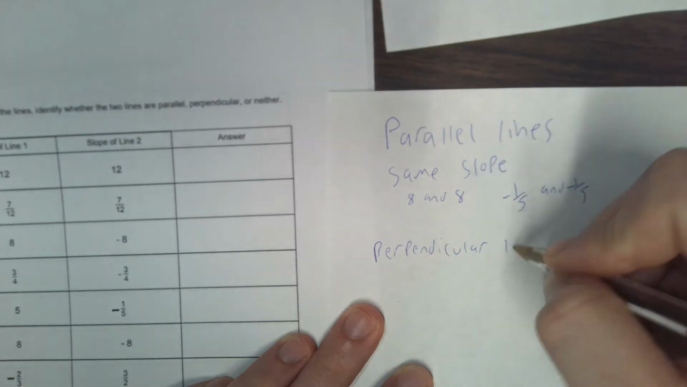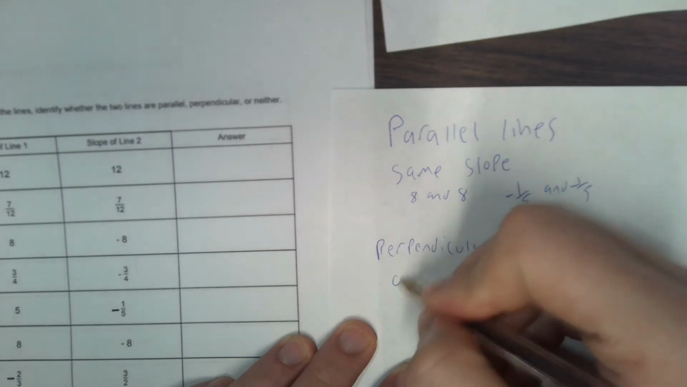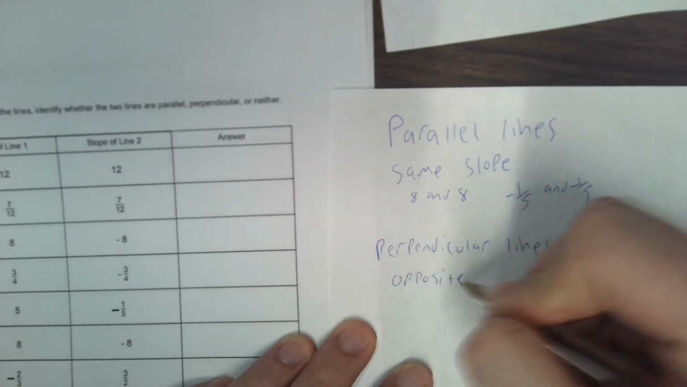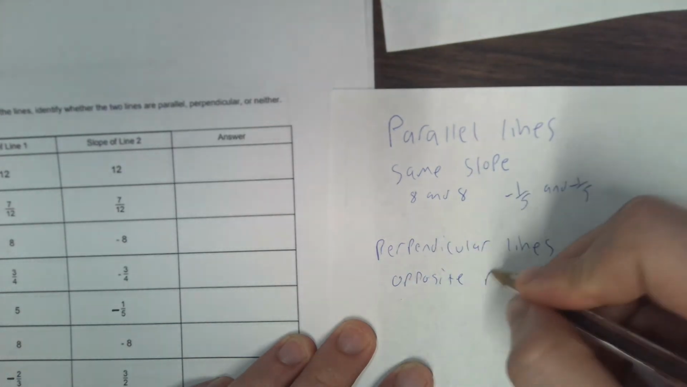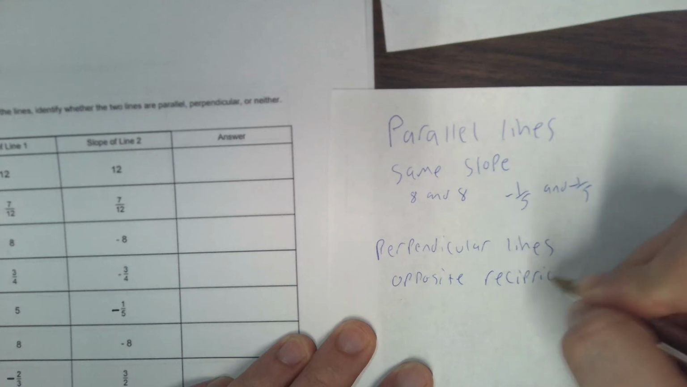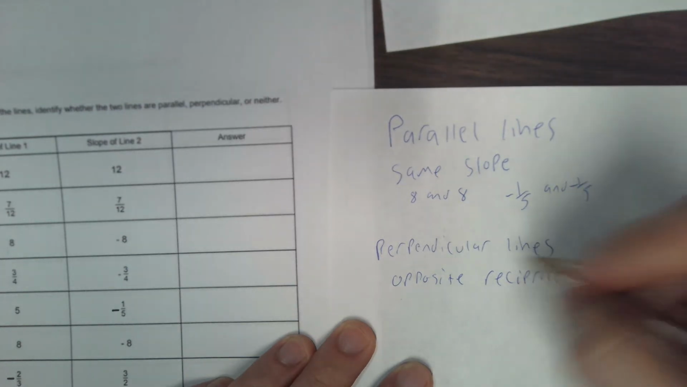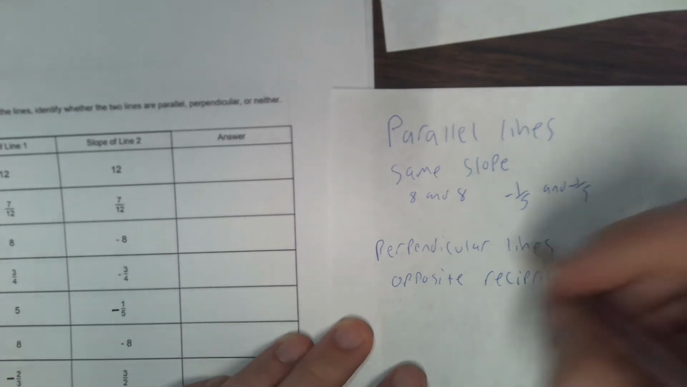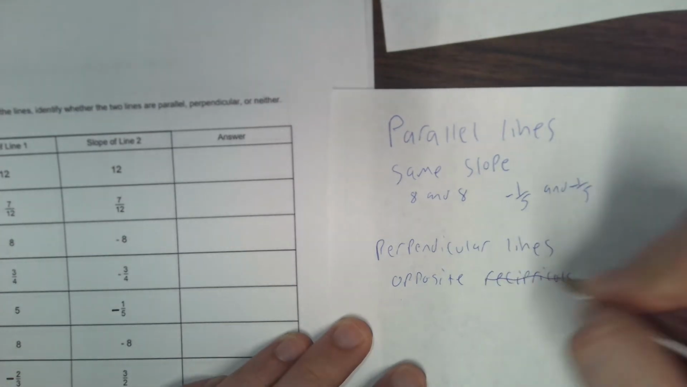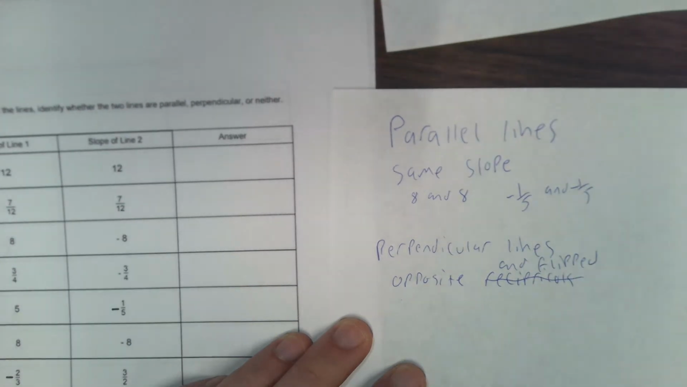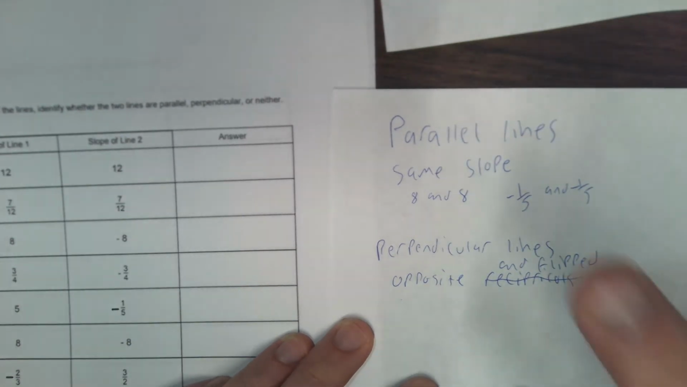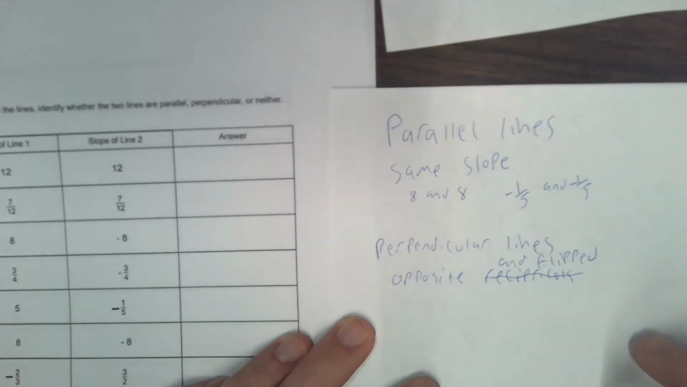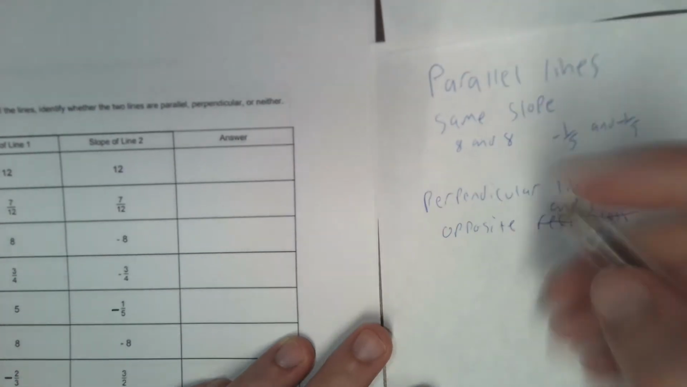Perpendicular lines are opposite reciprocals. I probably butchered that. So it's going to be opposite, again, reciprocals. Think of it as opposite and flipped. Reciprocals means it's flipped. Yes, I spelt that wrong.